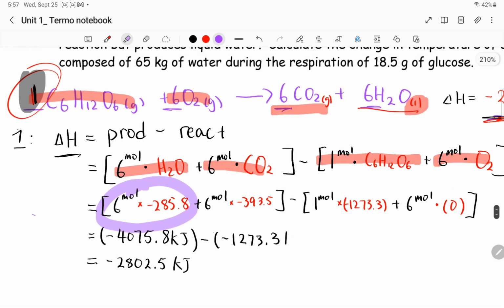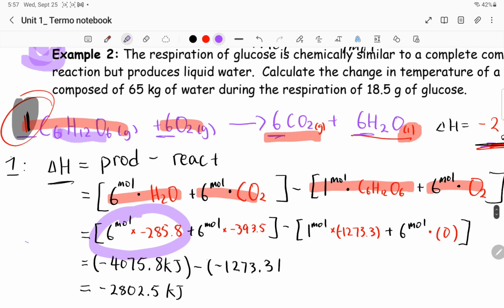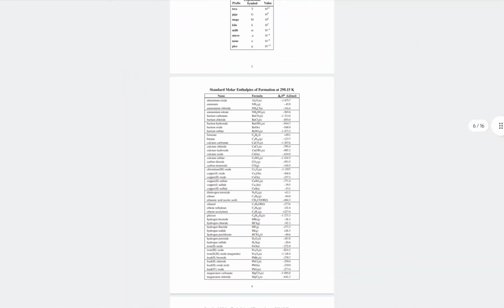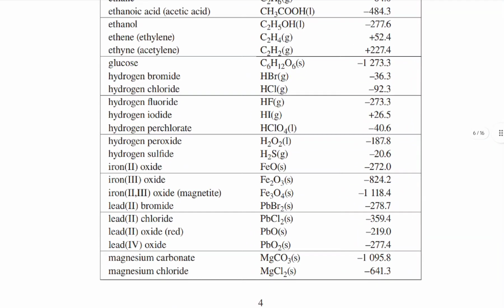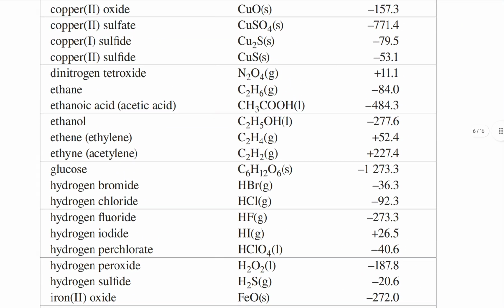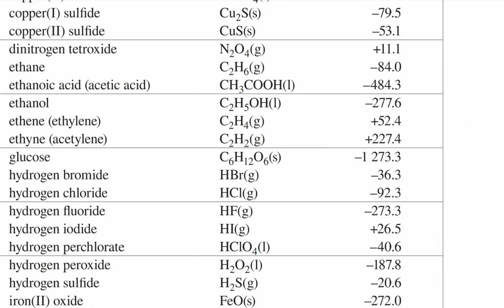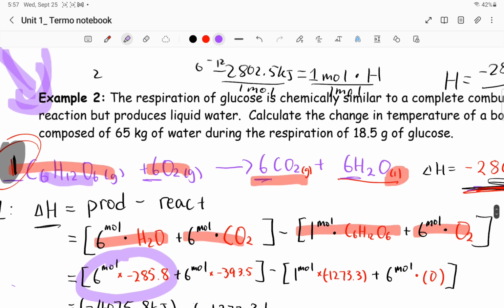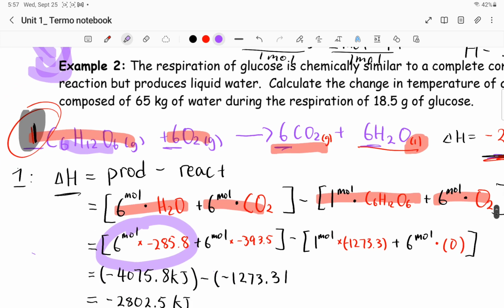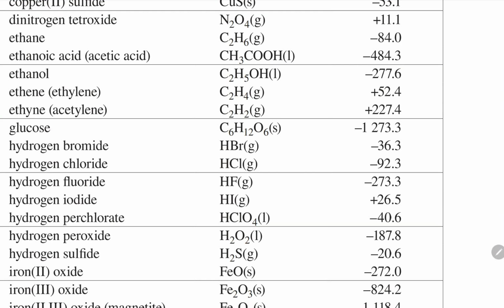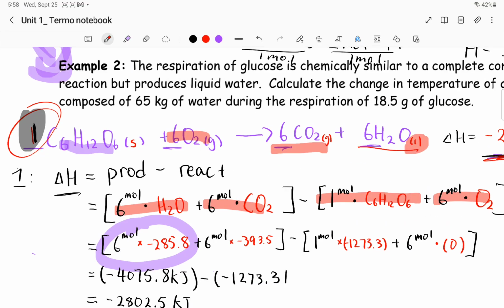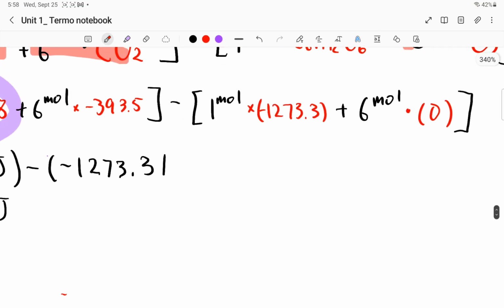All right, minus what's in our reactant? We have glucose. Now we made the assumption that here we had solid glucose, not aqueous. I don't know why it shows gas, that's weird. This is supposed to be solid. Solid glucose is negative 1273.3. So we have negative 1273.3.